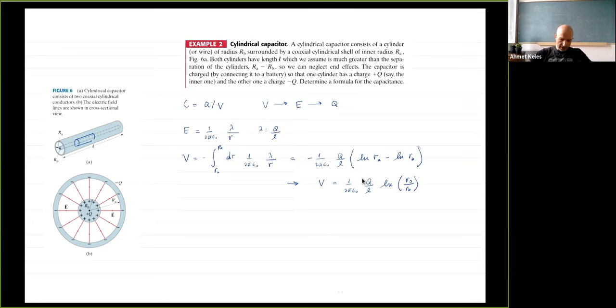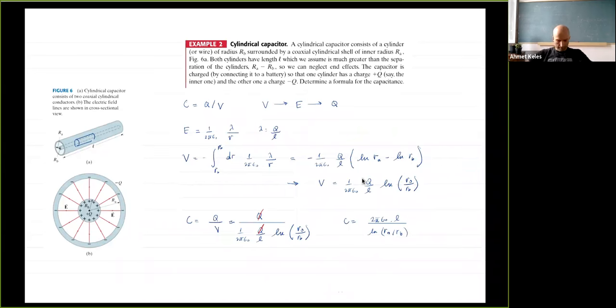Now I get this one, and I can use this formula: C is equal to Q over V, which is equal to Q over this thing. Copy, paste. I can cancel Q's, and I get C is equal to 2 pi epsilon naught times L divided by ln of RA divided by RB.